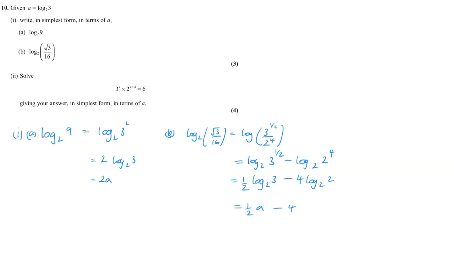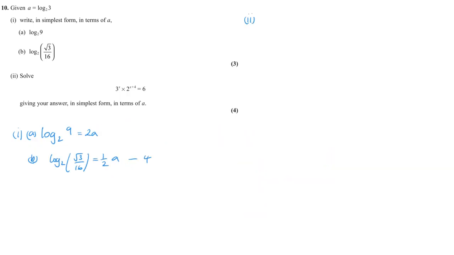So half a minus 4, which, you know, I think that's quite straightforward really. Let's move on to part 2. So part 2 has 3 to the power x times by 2 to the power x plus 4 equals 6. And give your answer in simplest form in terms of a.